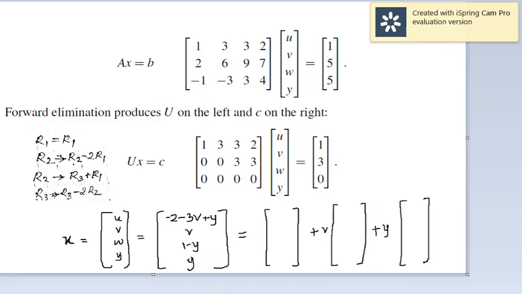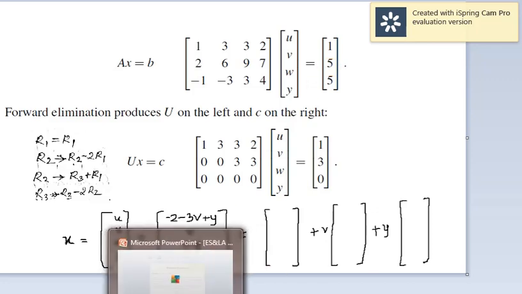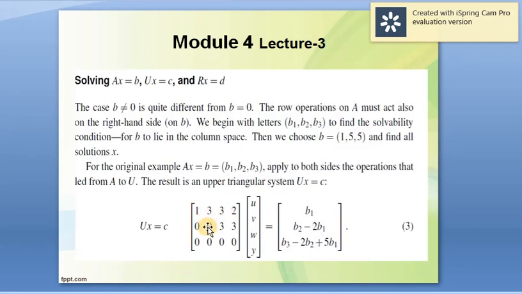So in order to get U, the operations performed are like this: we have not changed the first row, but the second row is the existing second row minus 2 times the first one. And to make the third row 0, whatever operations we carried out on the third row, b3 minus 2b2 plus 5b1, all summed together give this equation. Now we need to go for solving this one.